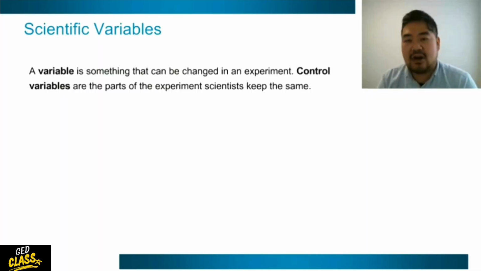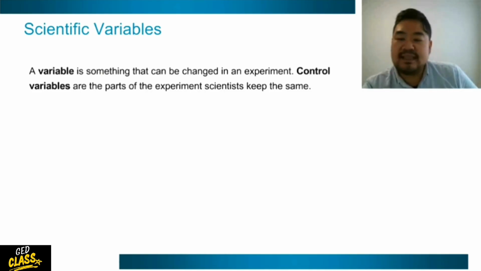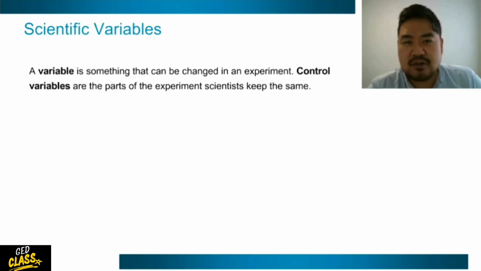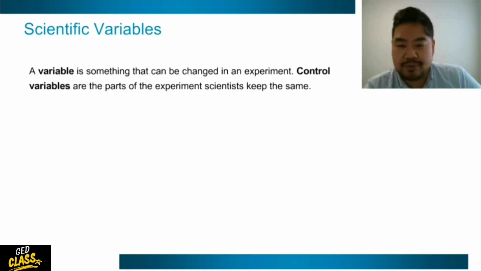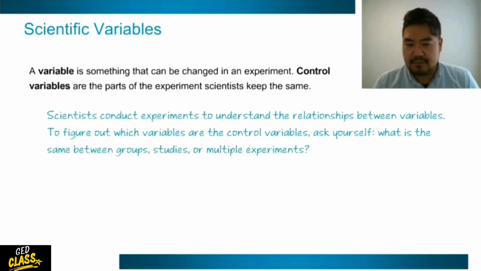Let's take a look at our next category, our next topic that deals with scientific variables. A variable is something that can be changed within an experiment. So there are different types of variables. We want to break those down a little bit. Control variables are the parts of the experiment that scientists will keep the same.